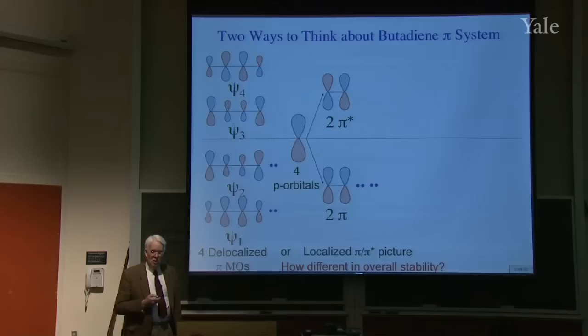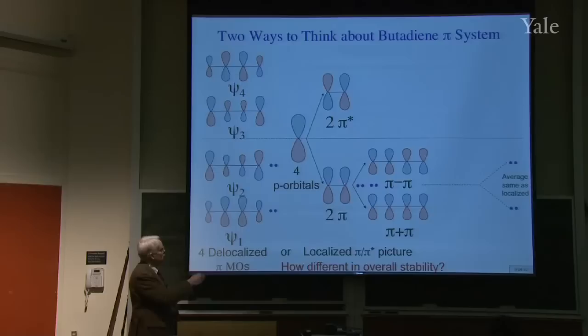Well, let's analyze it this way. We know that, in fact, we can mix these two with one another. This is pi plus pi and pi minus pi. So we're getting things that look a little bit like this, but they're not distorted to optimize the overlap, okay?